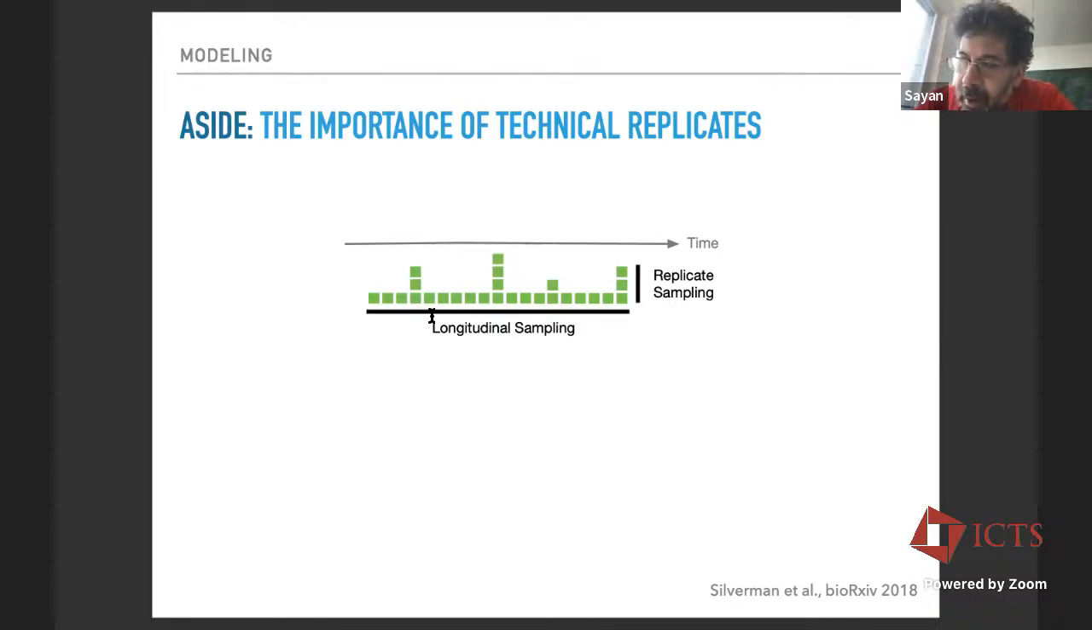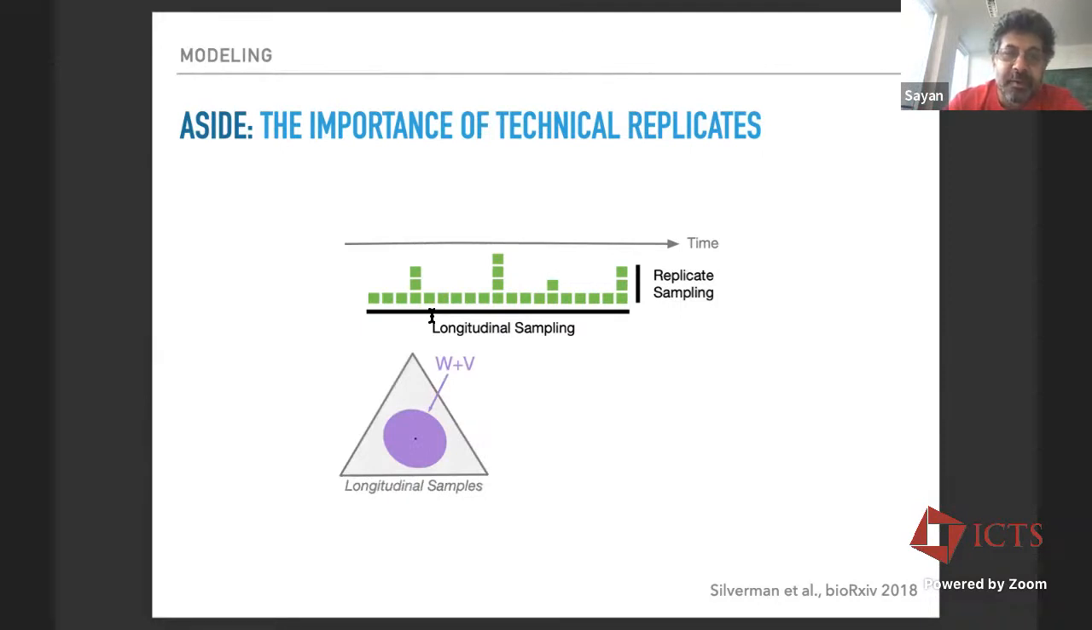And every once in a while sample in parallel, right? So it's this idea that you're not running just one time series, you're running a few time series, and every once in a while we do replicate sampling of the time series. So we can get a better idea of what the technical variance is.